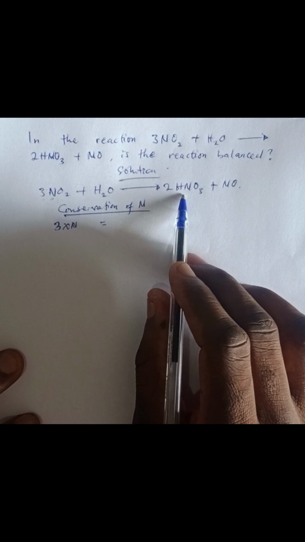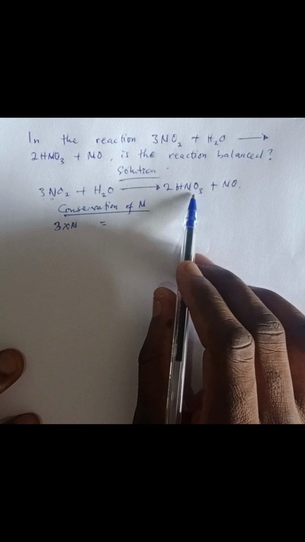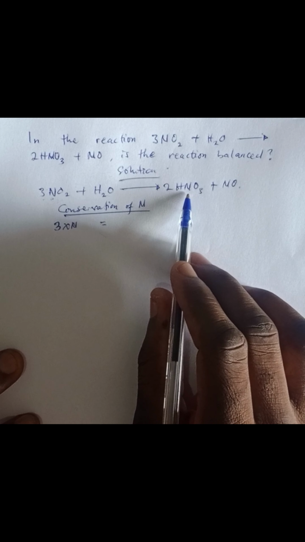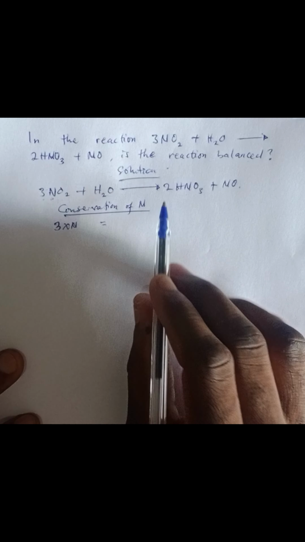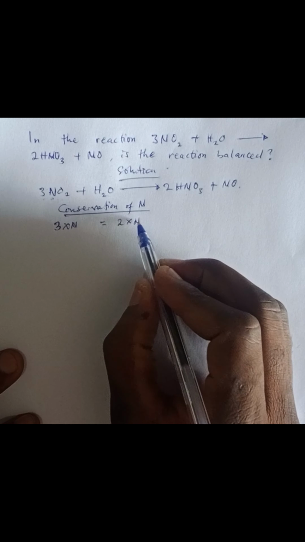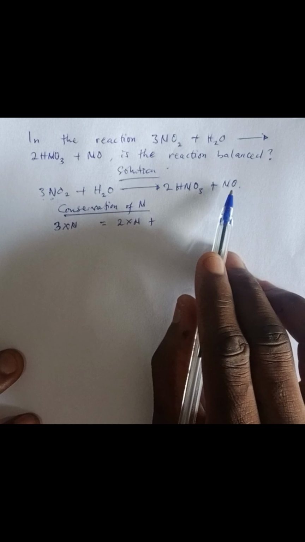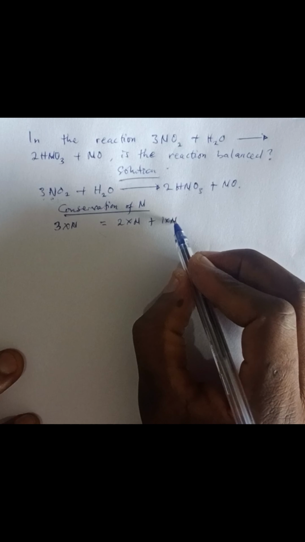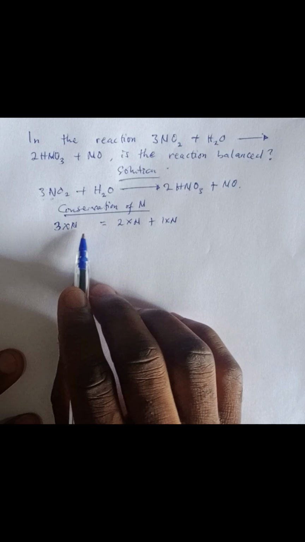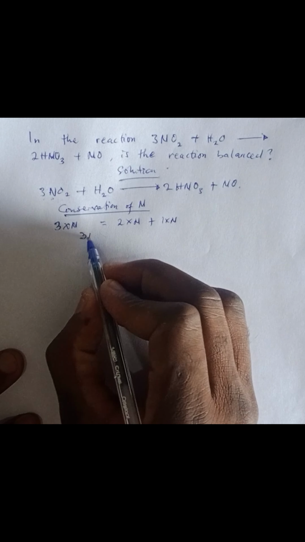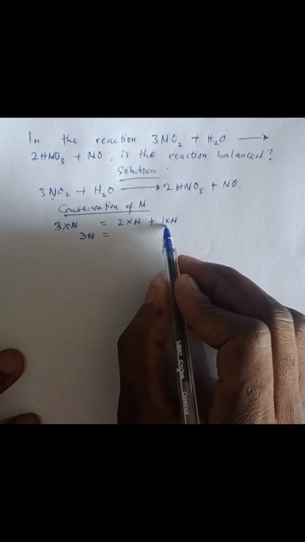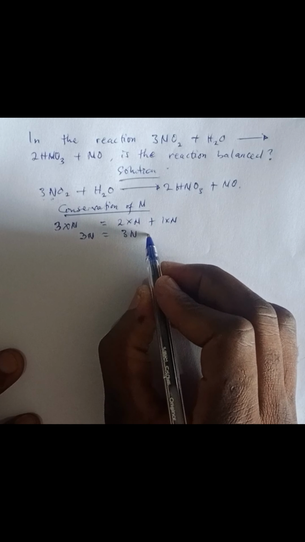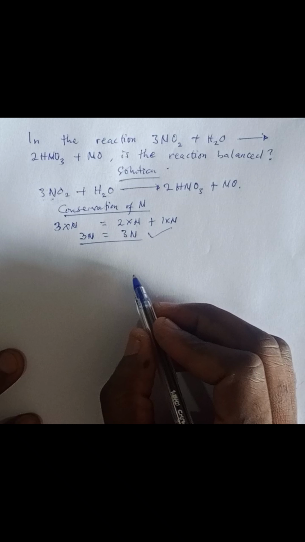We also have nitrogen in HNO3. In HNO3 we have one atom of nitrogen. Now 1 multiplied by 2, plus we also have 1 in NO, which is 1 multiplied by N. Overall, if you check, this will be 3N equivalent to 2 times N, which is 2N, plus 1, which is also equal to 3N. This is conserved.